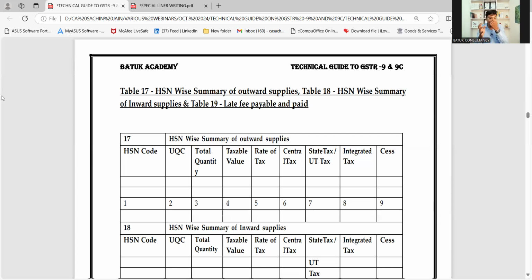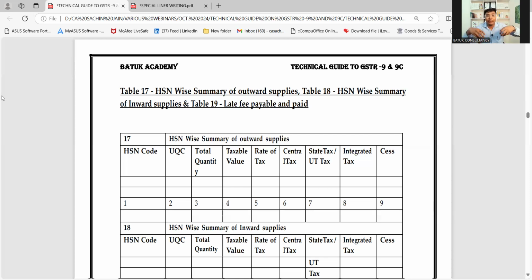And this is a mandatory table. We need to file it. So we should be very careful while filing the HSN code wise detail. Just confirm that whatever HSN code you are feeding in this table, the same is mentioned on the GSTN common portal as well, and your client is actually dealing in these types of products.